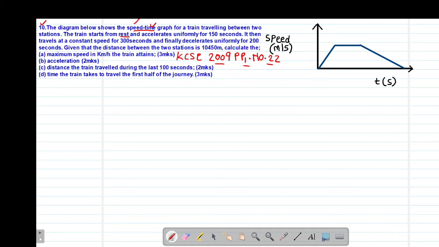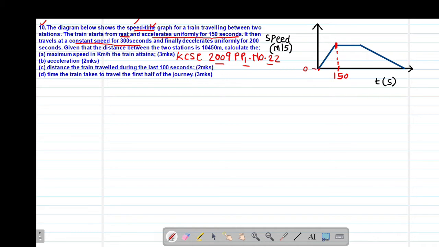Remember, from rest means that the initial speed is 0 meters per second and it accelerates uniformly for 150 seconds. To accelerate simply means to move with increasing speed. So you can see from 0, it is accelerating up to this particular point. Then you are told that it is accelerating for 150 seconds. Therefore, the time from rest to the point where it stops accelerating is 150 seconds. It then travels at a constant speed for 300 seconds.